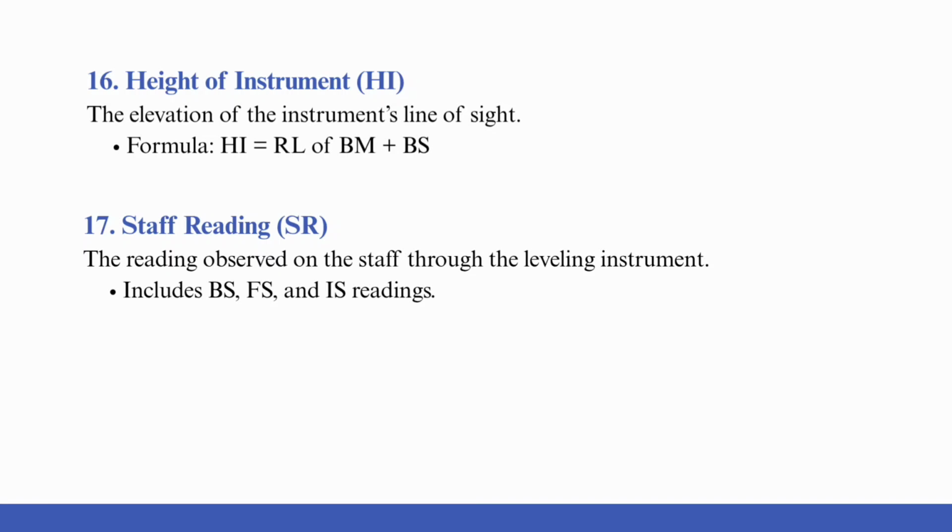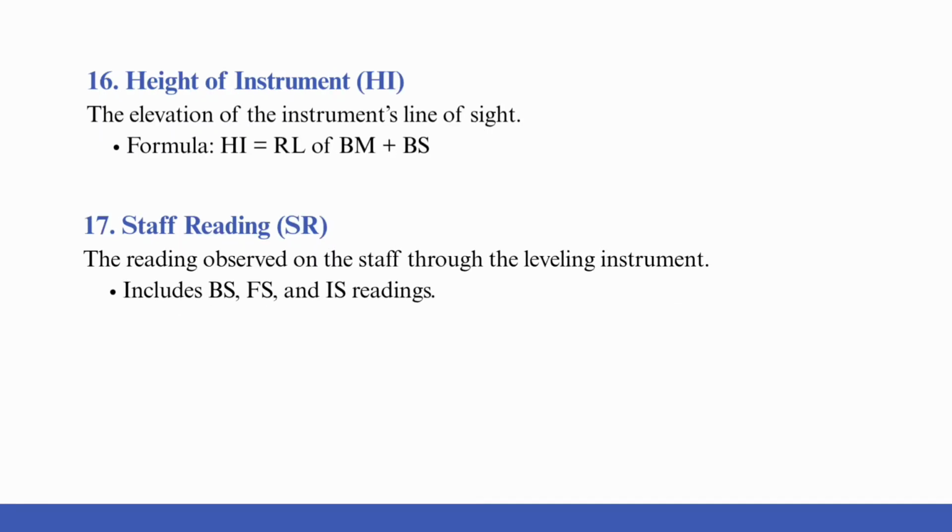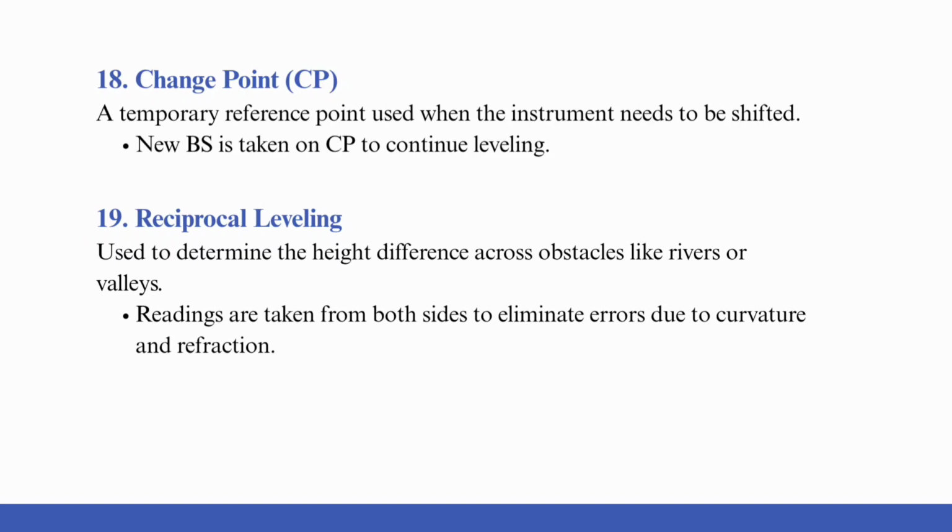Now the next parameter is change point, CP. A temporary reference point used when the instrument needs to be shifted is known as a change point. A new BS is taken on the CP to continue the leveling. We already know that after changing the instrument station, the first reading is taken as a backsight reading, and the last reading from the same instrument station is taken as a foresight reading, and whatever readings are taken in between are considered intermediate sight readings.